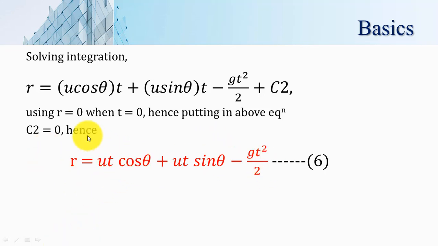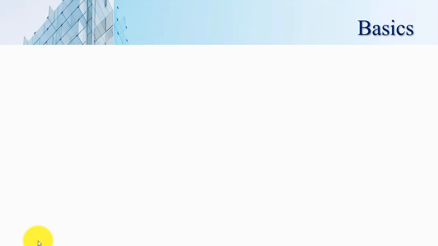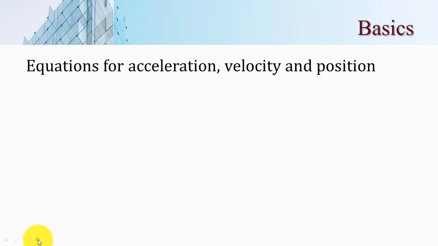Referring this position with respect to the first equation, r is equal to x i bar plus y j bar, hence x will be taken as ut cos theta and y will be taken as ut sin theta minus gt square by 2. So by using these terms, we are getting all the terms related with this parabola, or this projectile motion. The integration is taken as minus g j only because of gravity, which acts only along the y direction and not along the x direction.